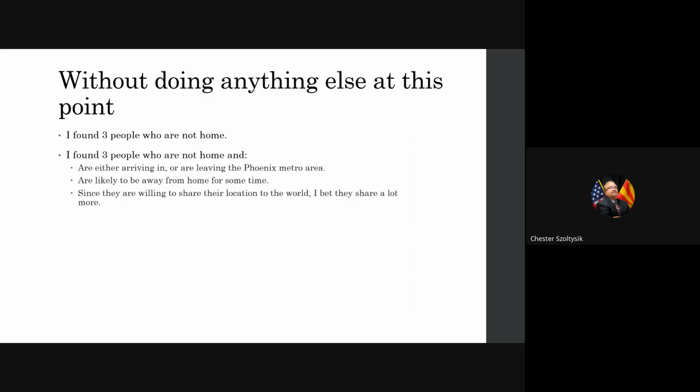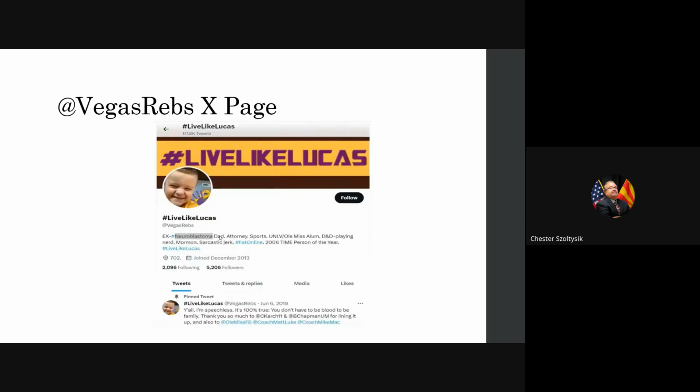So I found 3 people who aren't home, in the very least, right? They're either arriving in or they're leaving the Phoenix metro area. They're likely to be away from home for some time. And since they're willing to share their location to the world, I bet they're willing to share a lot more information, aren't they? So let's see what's going on.